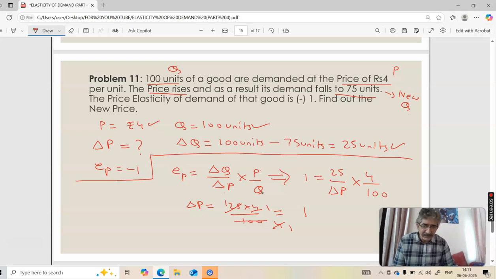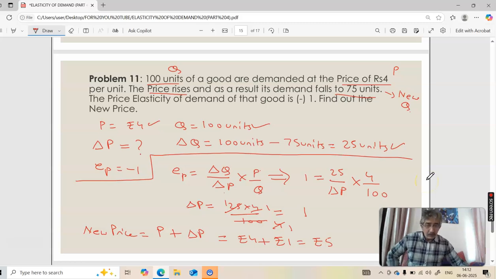So there is a change in the price. So how do we calculate the new price? New price will be P, the initial price, plus the delta P. P is rupees 4 plus delta P is rupee 1. The new price is 5 rupees. I hope this is clear. That's fine. This is the answer.